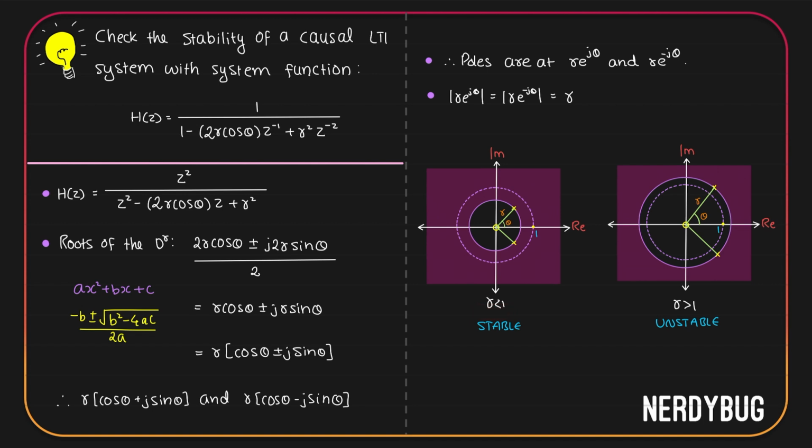If R is less than 1, the ROC will contain the unit circle and the system will be stable. If R is greater than 1, the ROC will not contain the unit circle and the system will be unstable.